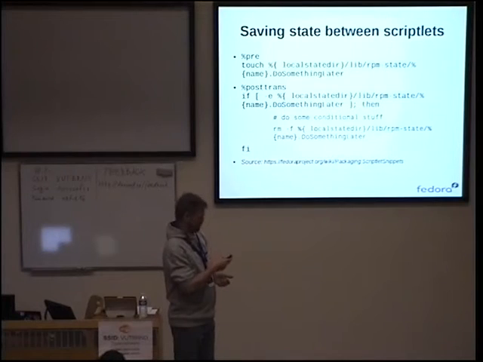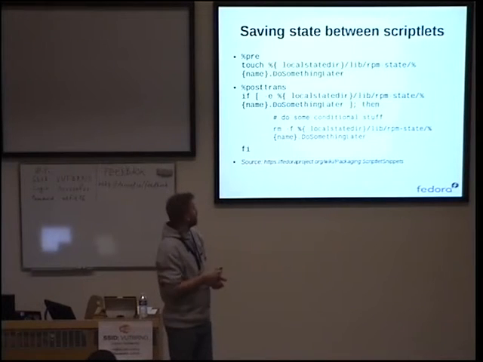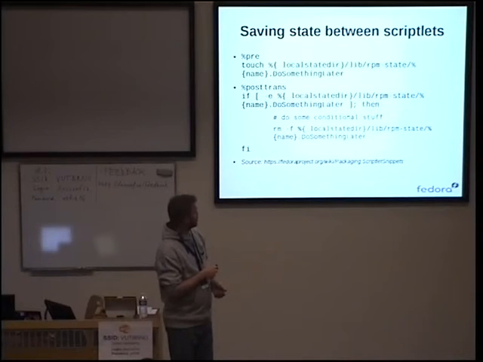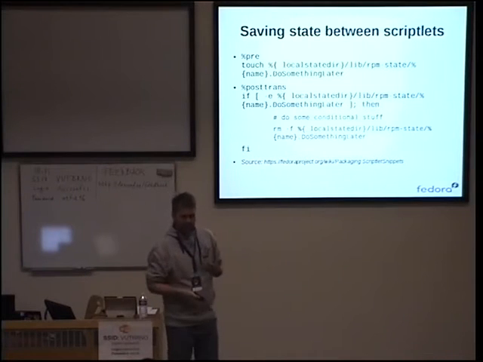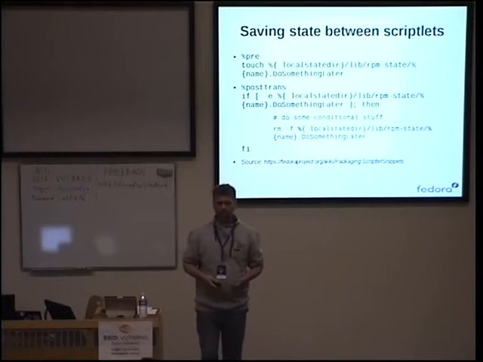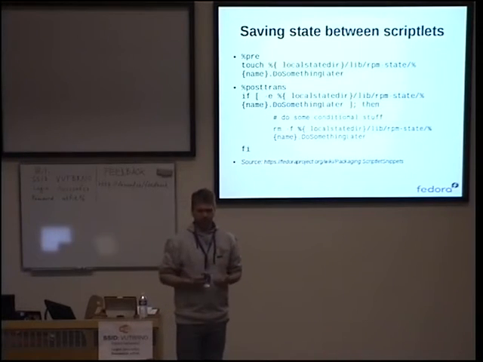But you can, and it's recommended in the software guidelines, there exists the directory, it was usrlib, now it's varlib rpm-state, and you can do anything there, so like touch a file name, do something later, and in post-trans you can check if that file exists and then do the conditional stuff like upgrading the data or do something else which you need when you are coming from an old version.